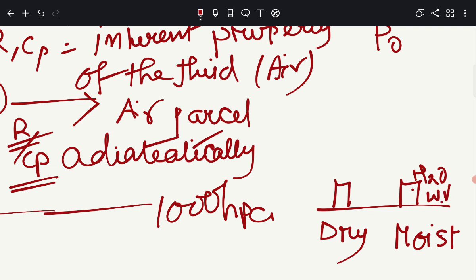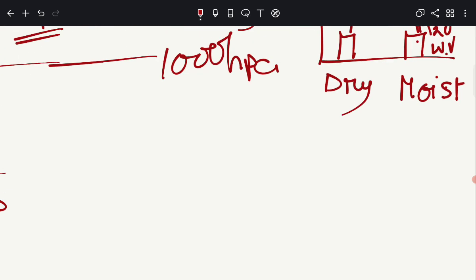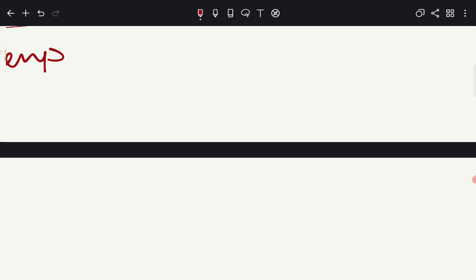Okay, so suppose now it goes up, what happens? It will cool down, right? Because pressure decreases, so it will cool down. And if the other one goes up, what happens? It will also cool down, right? Why? Because of the decrease in pressure. So this is negative for us. Decrease in pressure. I think we need a fresh page. Yeah, let's go to a fresh page to understand this better.